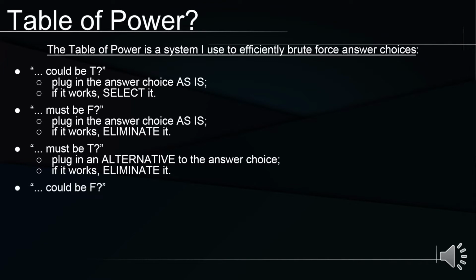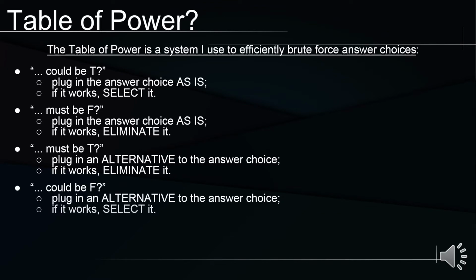And finally, the sister category to the must be true question is the could be false question. For these, you plug in an alternative to the answer choice again. But this time, if you can get that alternative to work, you select the answer. It's fraught with just as much hazard as must be true questions in a certain sense. But at the very least, once you get something to work, you don't have to do anything else. That's your answer.